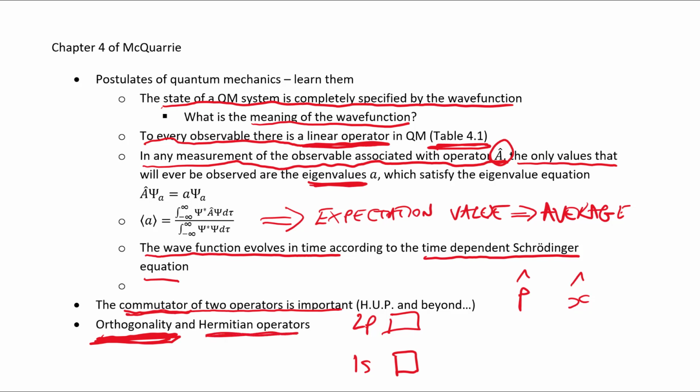Hermitian operators, as I mentioned before in the prior section on chapter 3, are talked about in more detail in chapter 4.